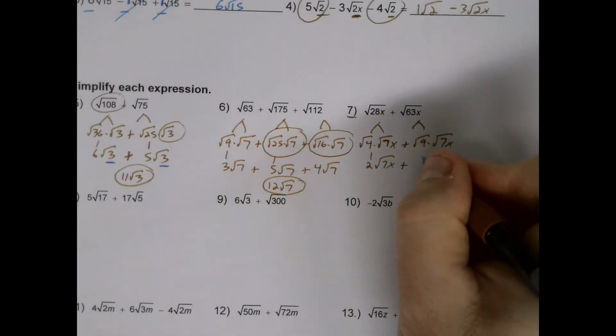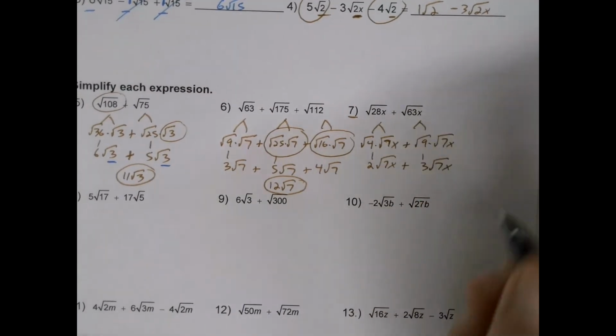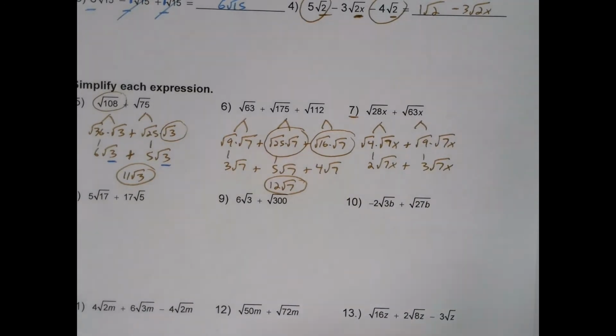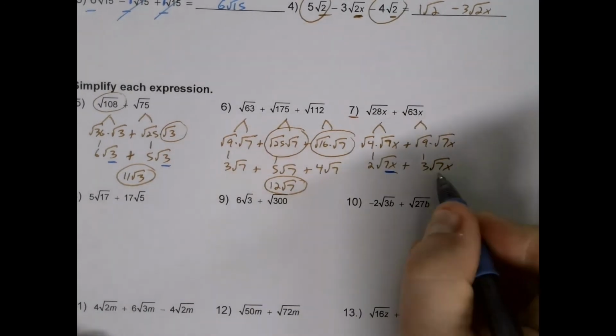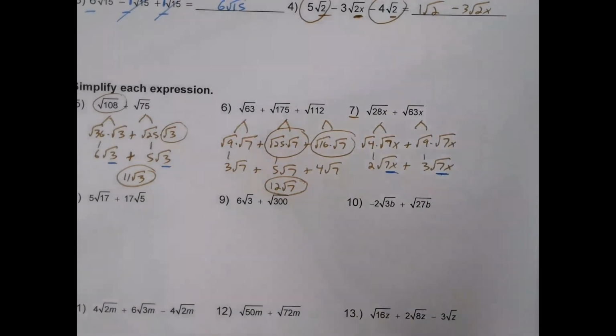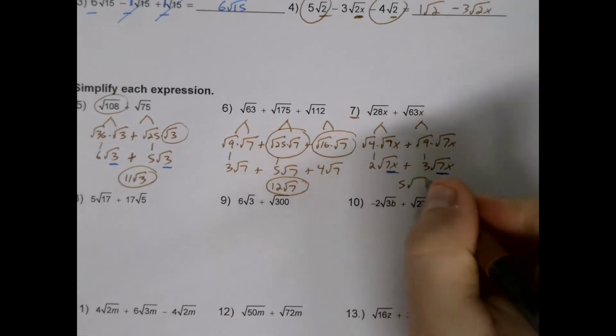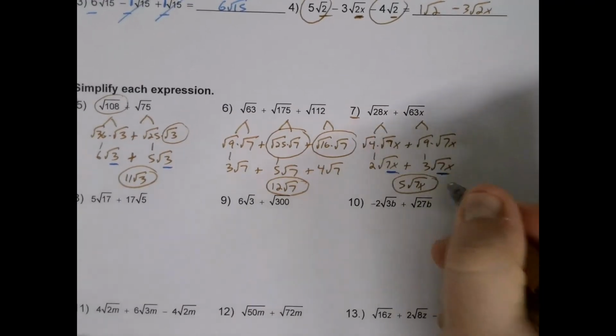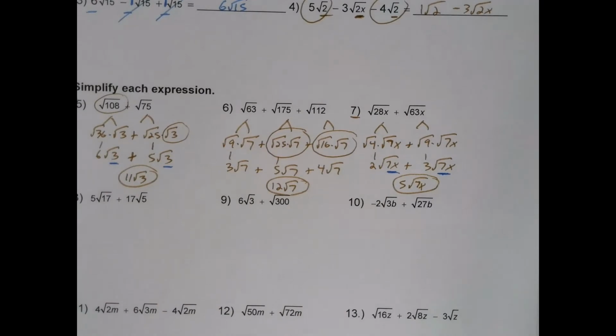3 root 7x. So here's the beauty behind this. Look at, do I have the exact same radicands? So I have a total of 5 root 7x's. 5 root 7x's. Okay? And so you guys are really kind of extending what we learned the last few days there. Okay?